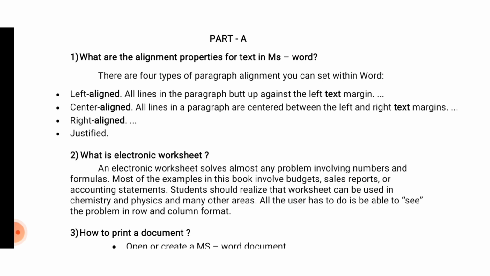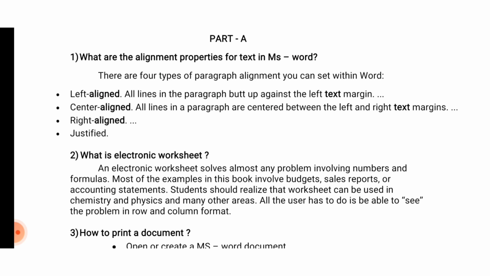First question: what are the alignment properties for text in MS Word? There are 4 types of paragraph alignment you can set within Word: left alignment, center alignment, right alignment, and justification. Left aligned means all the lines in the paragraph butt up against the left text margin. Center aligned means all the lines in a paragraph are centered between the left and right text margins. Right alignment means all the lines in the paragraph are against the right text margin. Justification means the text is aligned with both the left and the right margins.